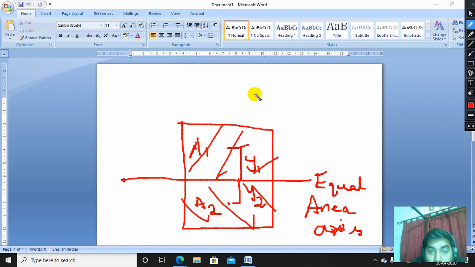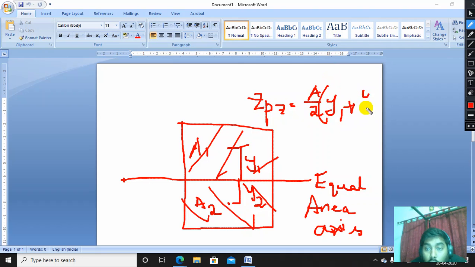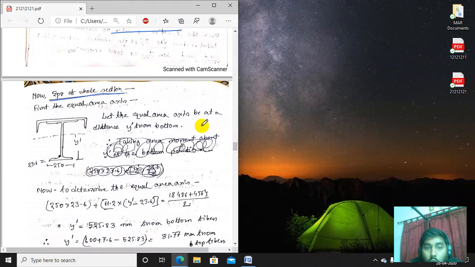So what is the formula for ZPZ? ZPZ equals A by 2 into (y1 plus y2), where A by 2 means A1 plus A2. This is the formula for calculation of the ZPZ. We will use that. I think you have a clear conception about that. I have done it in your plastic analysis class. So let us go for that here.